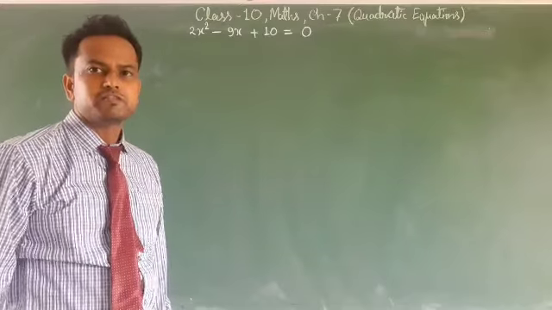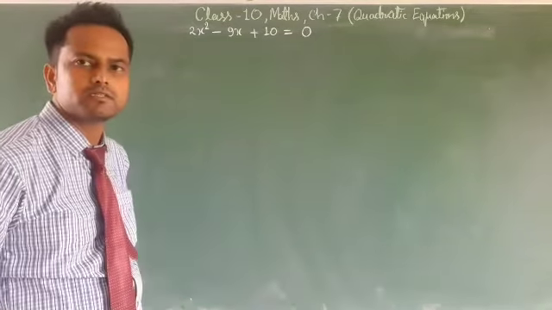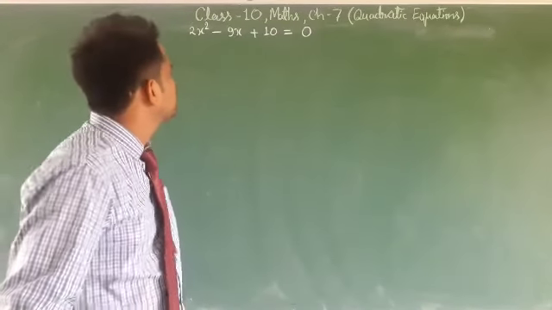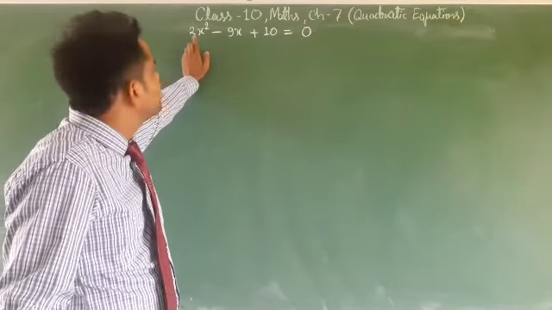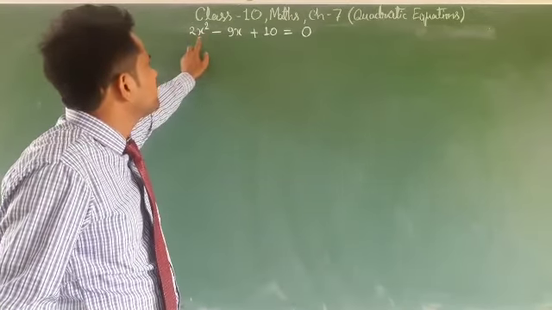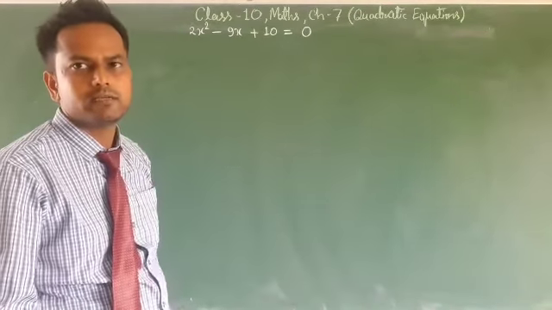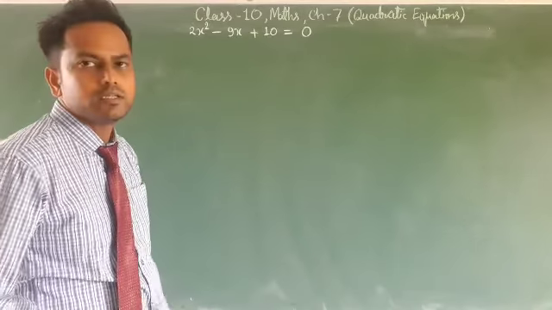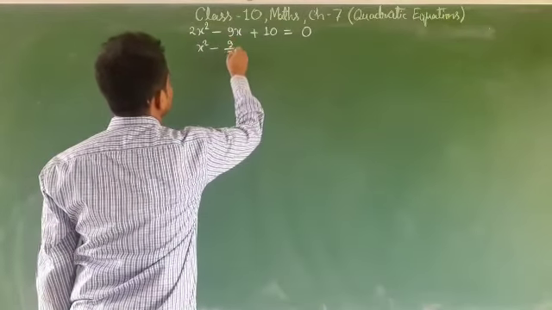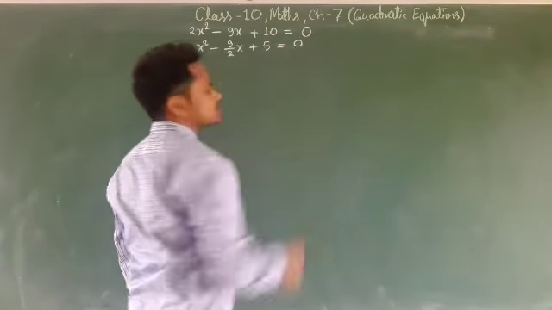Now we will solve another quadratic equation, that is 2x square minus 9x plus 10, with the help of the method of completing the square. First we have to make the coefficient of x square 1. So that's why we have to take out 2 as common, or divide both sides by 2. Then we get x square minus 9 by 2 x plus 5 is equal to 0.